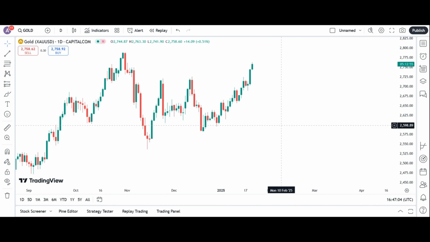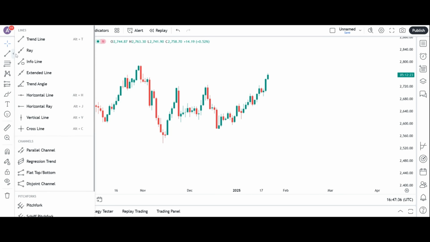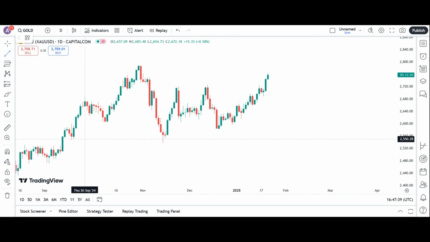The first example is from the gold market, and as we can see there is a consolidation area, and this is comprised of several swing highs and swing lows. These points are swing lows and these are swing highs, and then we try to draw the support and resistance zone, and let me grab the line, the trend line.